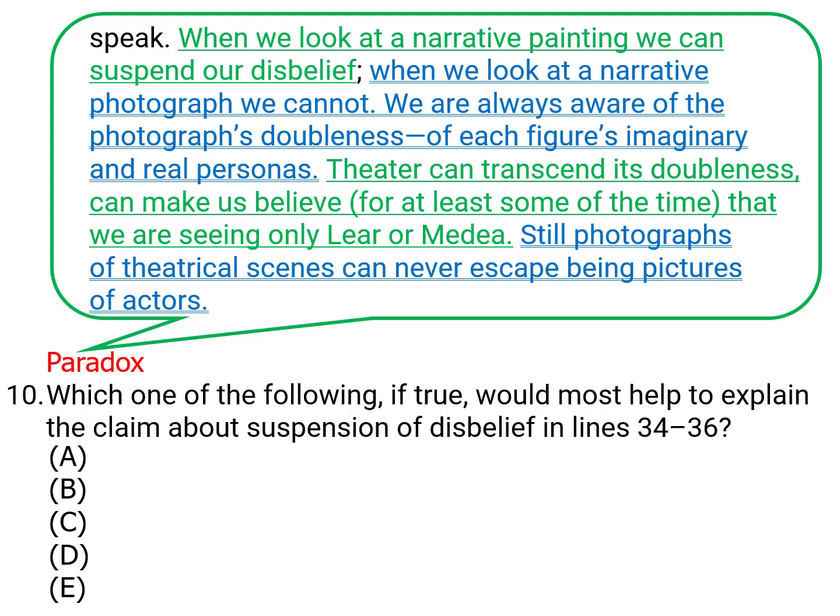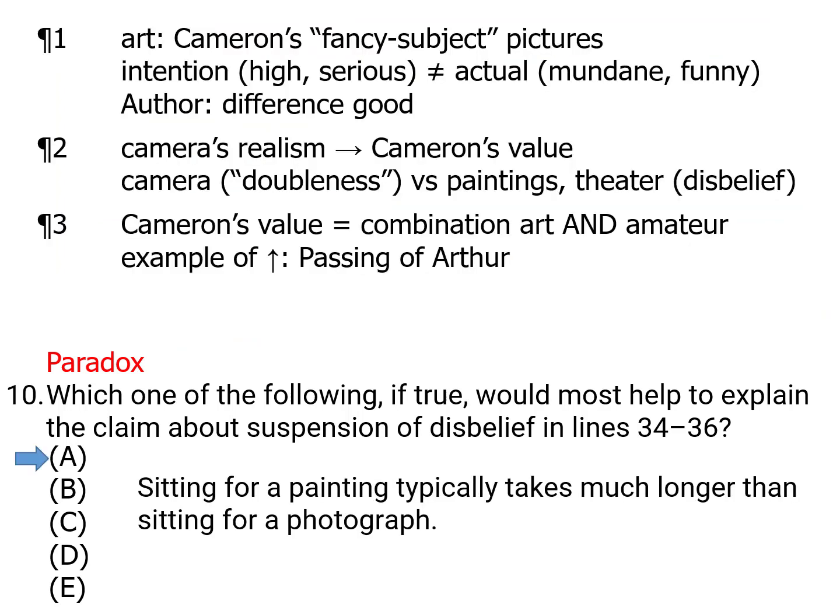It's hard to predict what the correct answer is going to say, though, because it's going to be a new fact. So we just have to go through and evaluate the answers one at a time. So answer choice A, sitting for a painting typically takes much longer than sitting for a photograph. This would actually make the paradox worse, because we know that one of the things about pictures is they take a lot of time, so that people in them fidget. If that's true of paintings, in fact, if it's more true of paintings, then they should be less realistic, not more. They should be more double, not less.